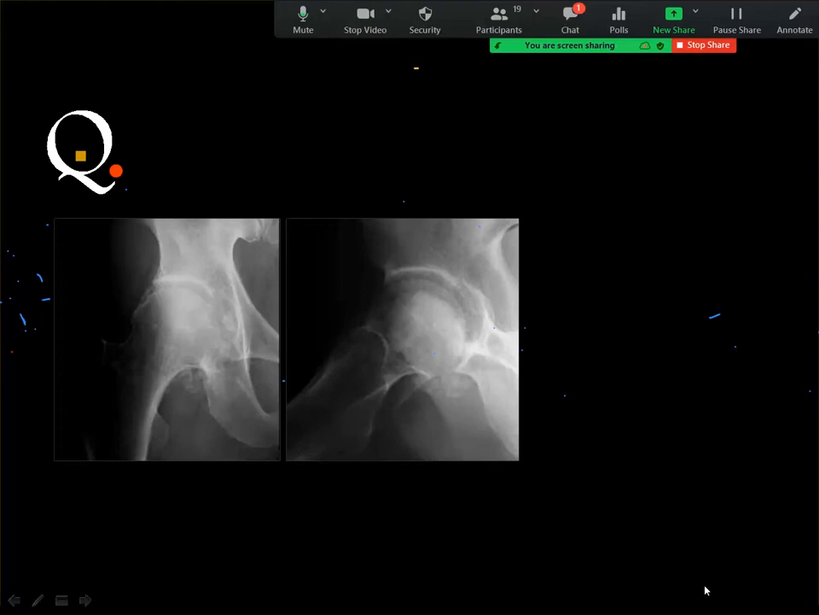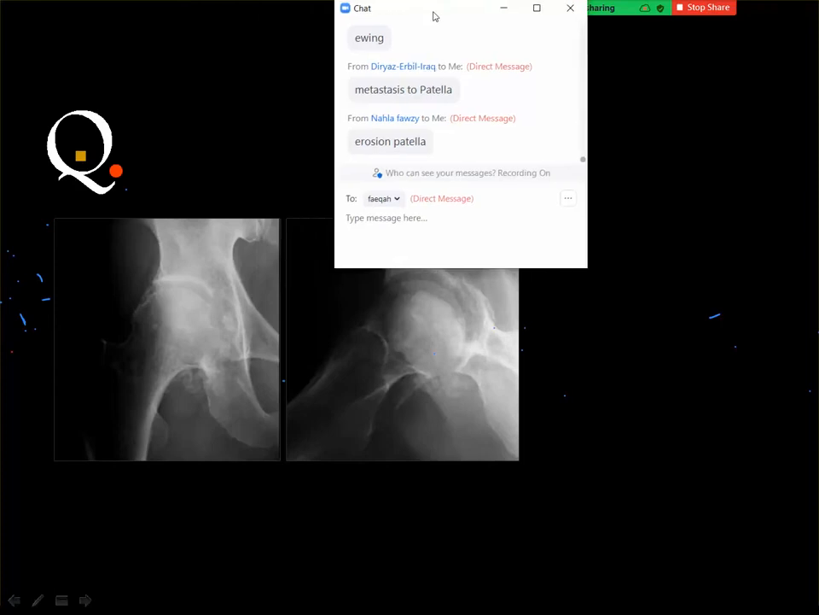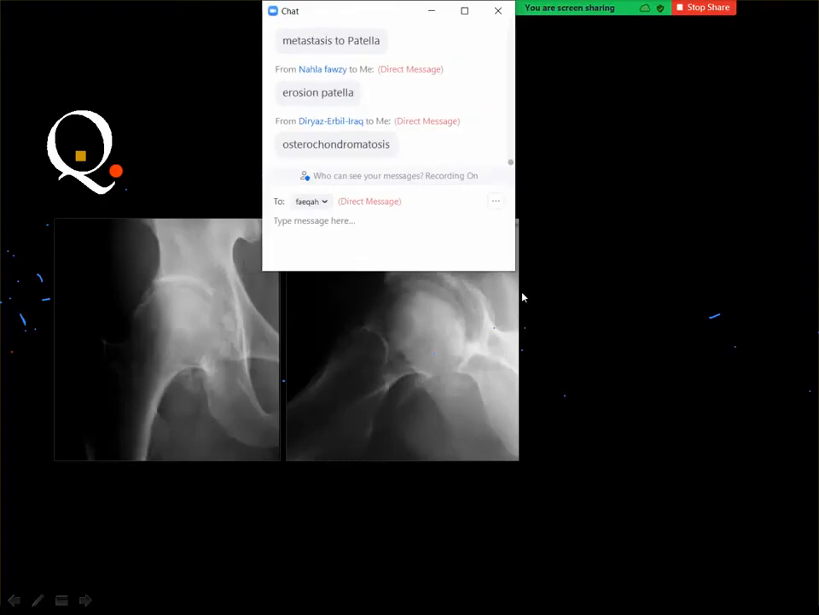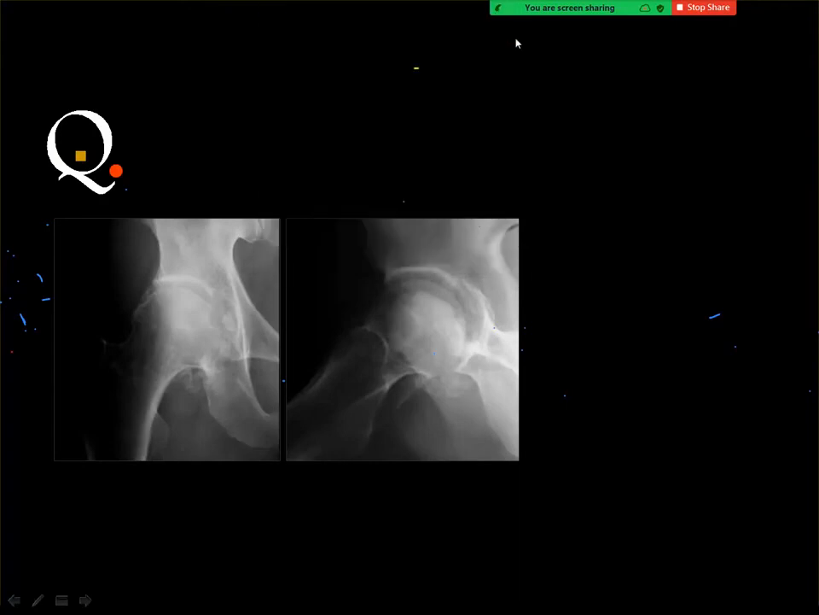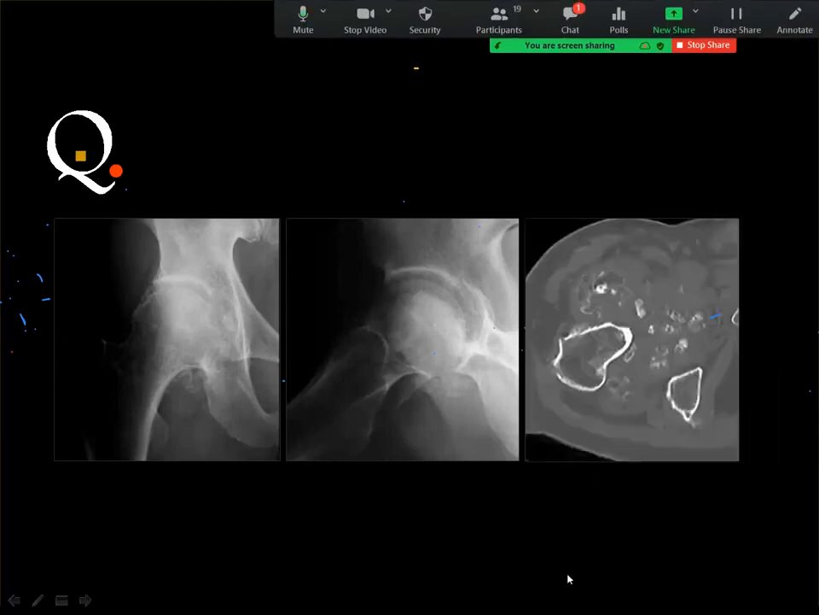Yes, and this is an X-ray of the hip in the frontal view and the lateral view. What do you think? Osteochondromatosis, Riaz said, and this is right. Osteochondromatosis, you got multiple loose bodies in the inferior aspect of the joint, and this is the CT scan.